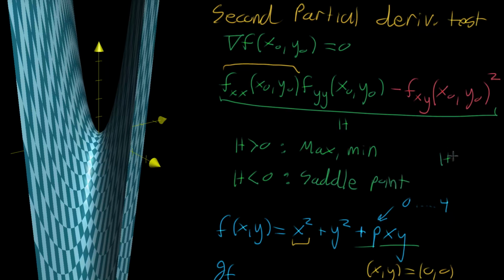And if h is purely equal to 0, if you get that unlucky case, then you don't know. Then the second partial derivative test isn't enough to determine. But in almost all cases, you'll find it is either purely greater than 0 or purely less than 0.